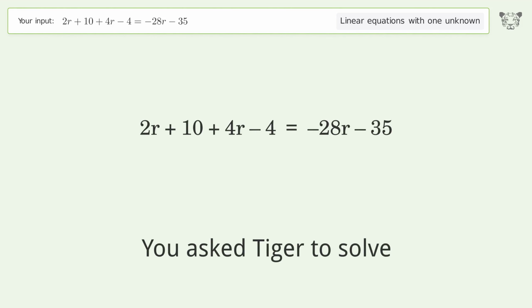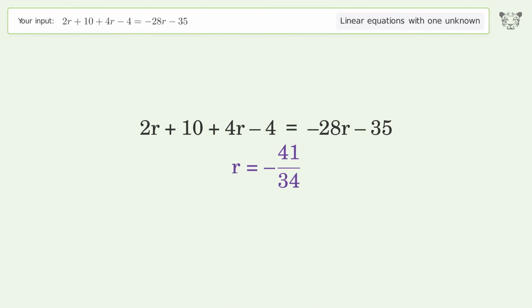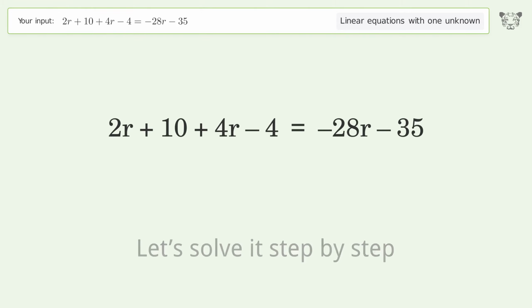You ask Tiger to solve. This deals with linear equations with one unknown. The final result is r equals -41/34. Let's solve it step by step.